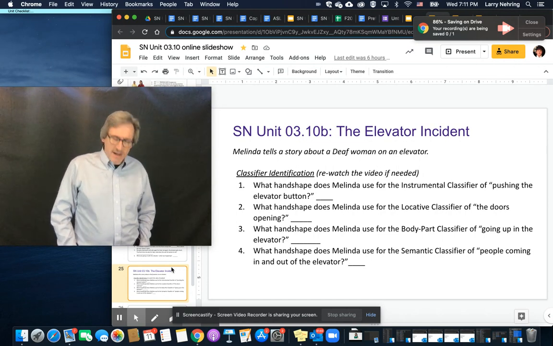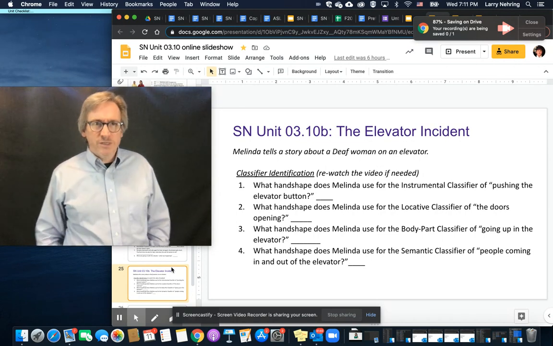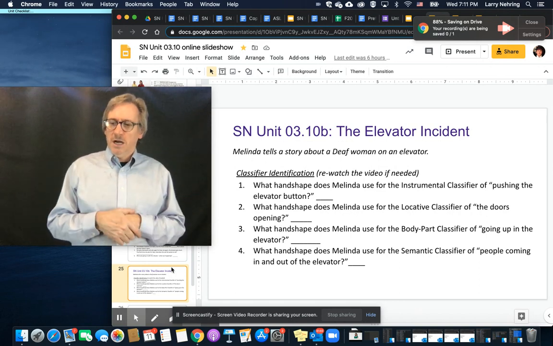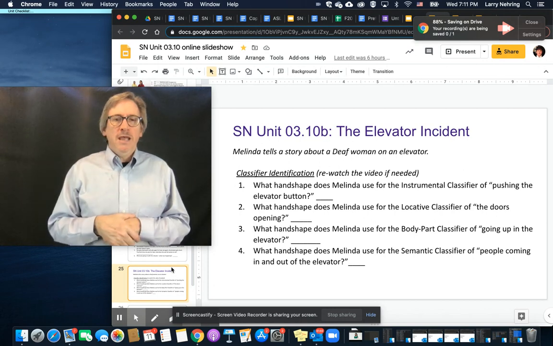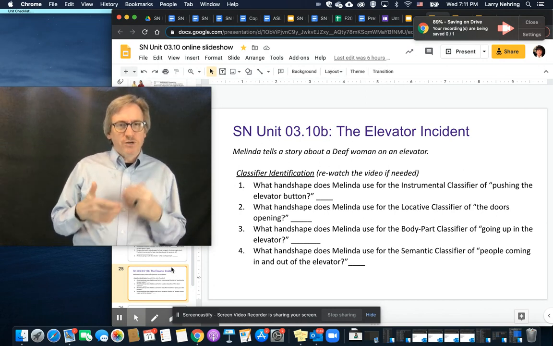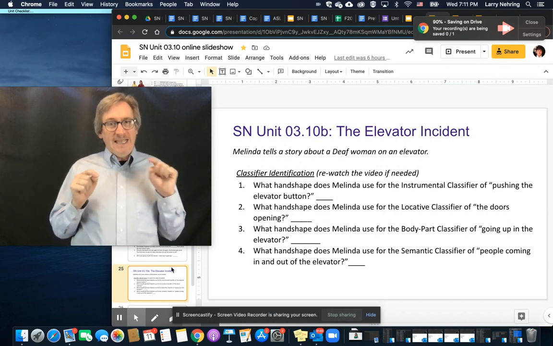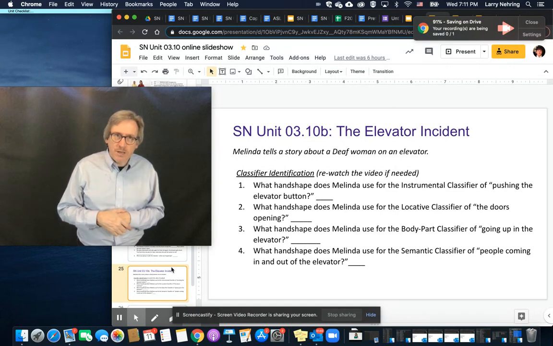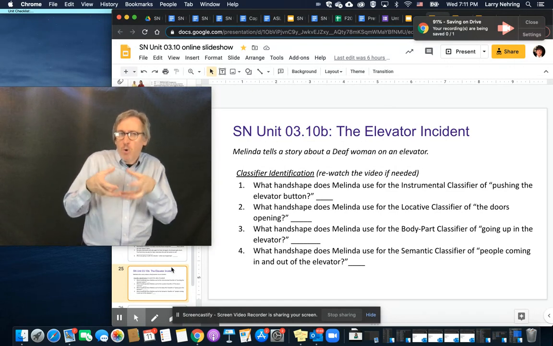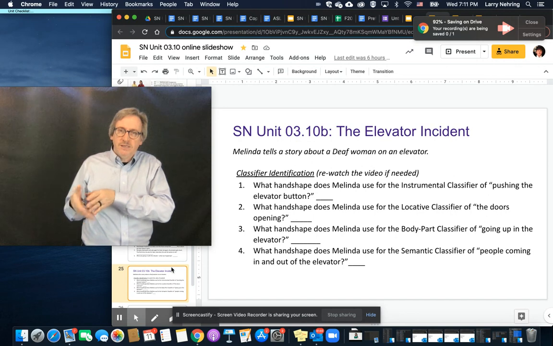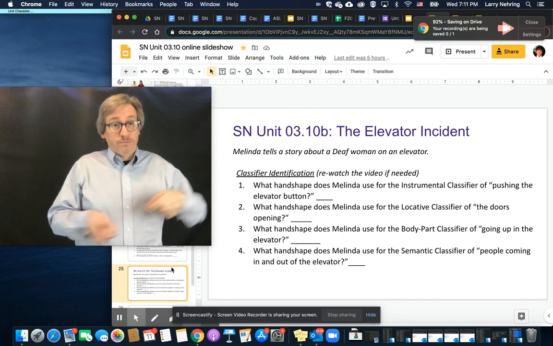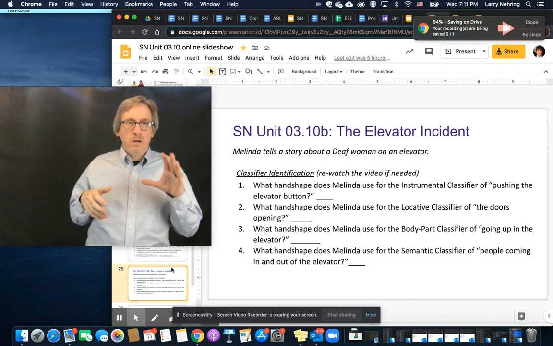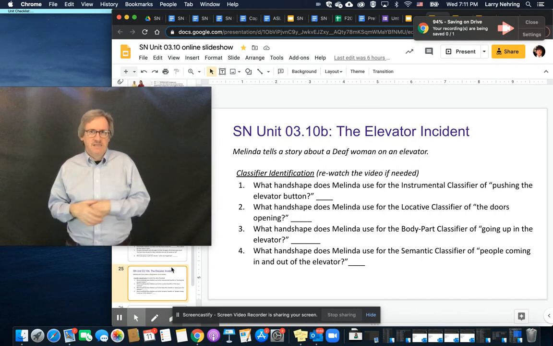And a classifier is a sign we use that's kind of like a puppet. There are 8 different kinds of classifiers in one way of analyzing them. And so the question here is, what hand shape does Melinda use for the instrument classifier of pushing the elevator button? An instrument classifier is one where we don't actually show what we're talking about, we show how we use it. So shovel, cup, right? So that's what we call an instrument classifier.